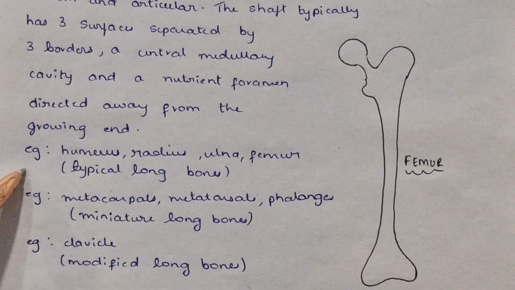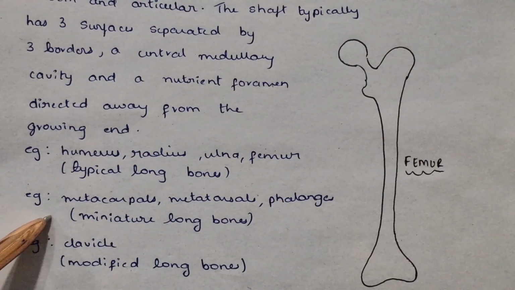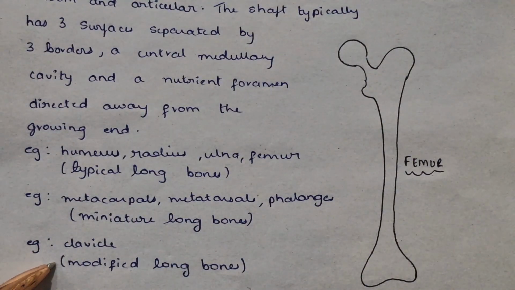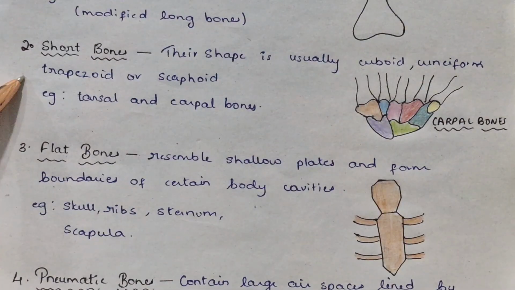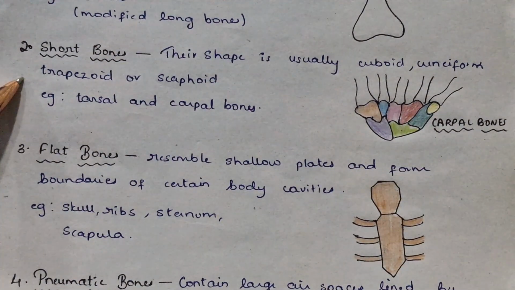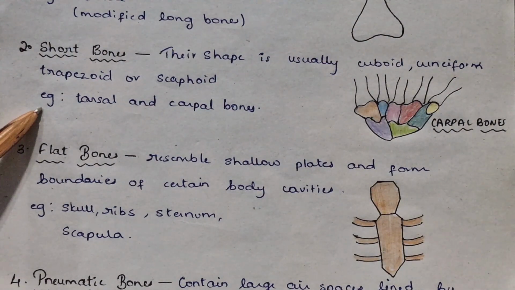Examples of long bones include the humerus, radius, ulna, femur, which are the typical long bones, metacarpals, metatarsals, and phalanges, which are the miniature long bones, and clavicle, which is the modified long bone. The second one is short bones. Their shape is usually cuboid, cuneiform, trapezoid, or scaphoid. For example, the tarsal and the carpal bones.